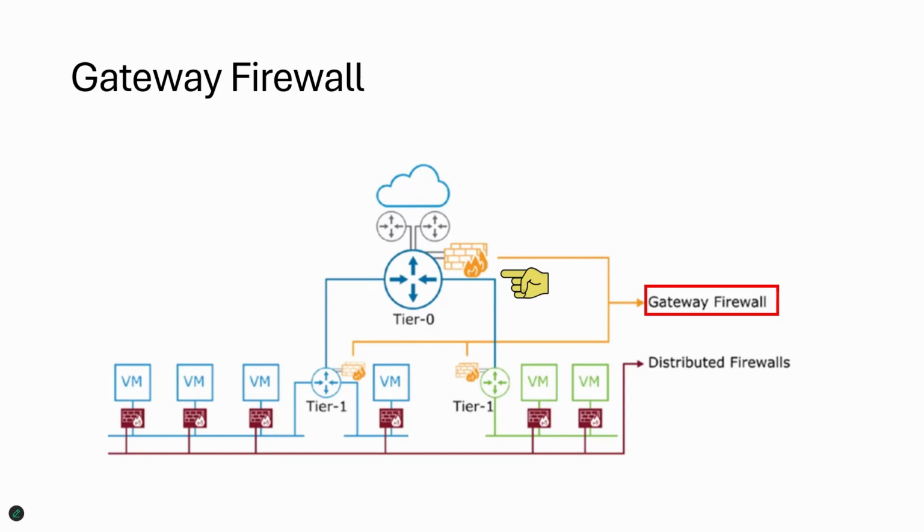Okay, so think of it like this. Distributed firewall protects traffic inside the data center. Gateway firewall protects traffic at the boundary of the data center. Okay, so this is how we can understand the difference between our distributed firewall and gateway firewall. So we'll move next.